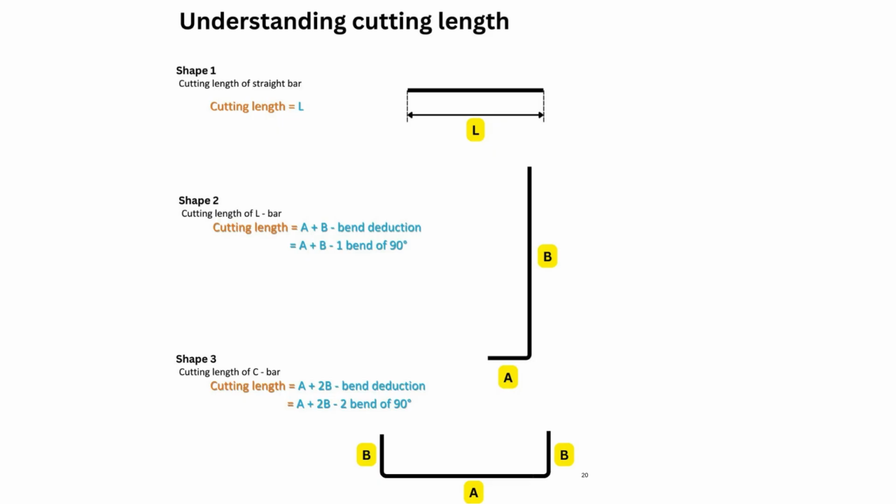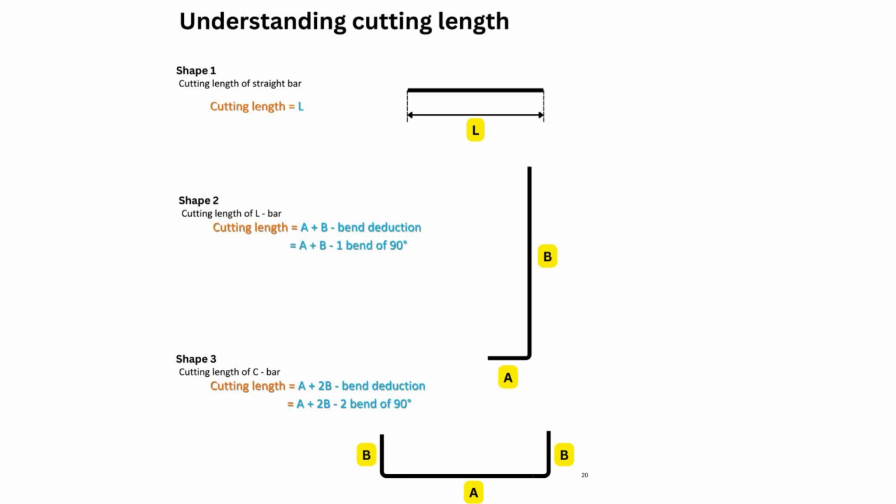Shape 1: straight bar. This is the simplest case. A straight bar with no bends or hooks. Cutting length equals L, where L is the full length of the bar. No bend means no deductions required. Just measure the bar from end to end. Example, if L equals 2 meters, cutting length equals 2 meters.